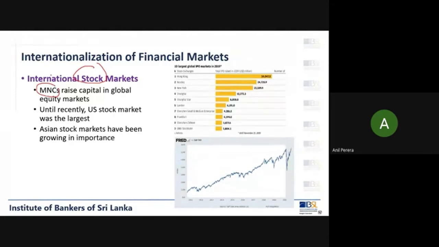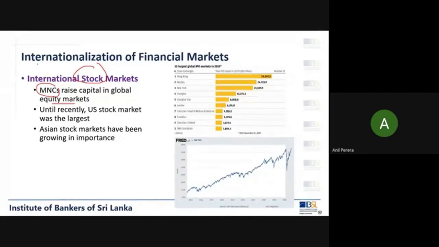So, how do they expand their businesses? Basically through raising capital from the equity markets. Now, until recently, for many years, the US market was the largest stock market in the world. In the US, there are various stock markets, key stock exchanges in New York, in Chicago. Likewise, there are main stock exchanges. So those were the key markets until recently.